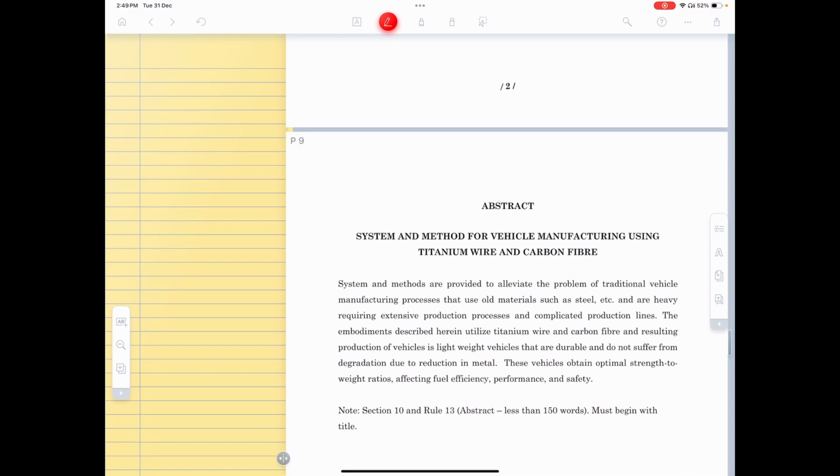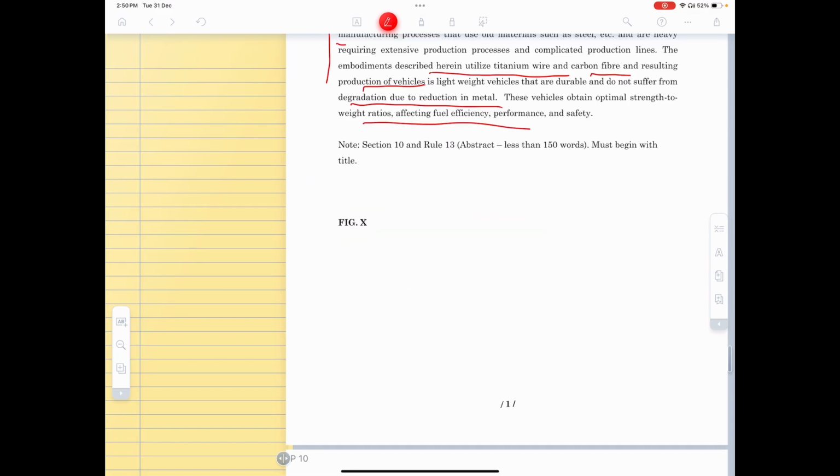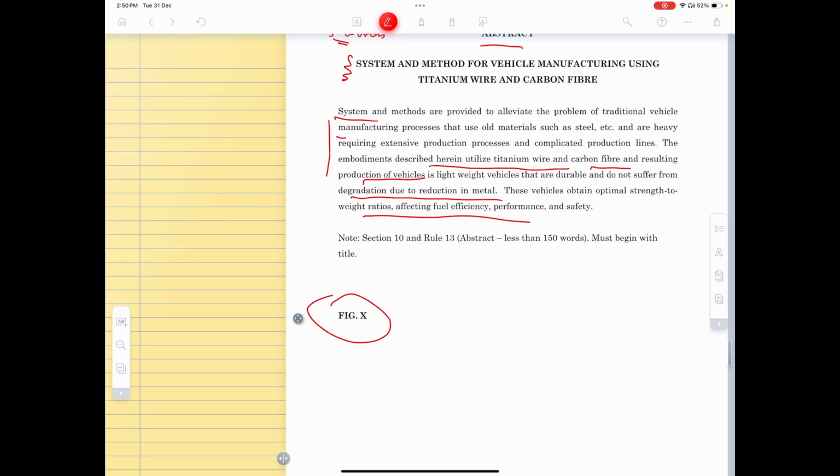And then the abstract. So once again, Rule 13 provides this. 150 words. Title should be 15 words. Title must be there in the abstract. So coming down, adding the summary and claims together. And in the abstract, if there is a figure, add that figure.